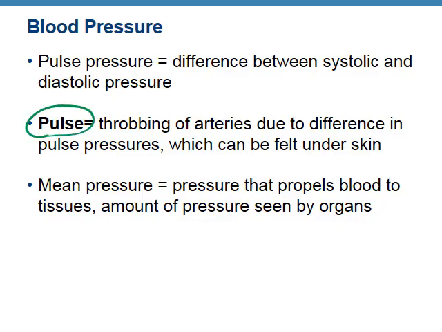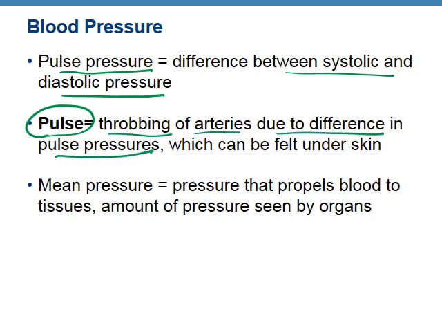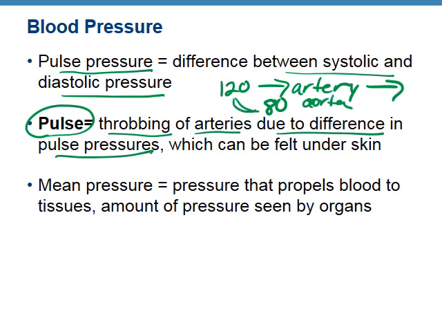Some more terms here. If we talk about your pulse, what's your pulse pressure? It's the difference between your systolic and diastolic. Your pulse is the throbbing of the arteries due to the difference in the pulse pressure. So remember, 120 pressure comes through the artery, and when that pressure passes, it goes down to 80 if we're talking about the aorta. This difference is your pulse. That's what you're listening to when you feel the bump, bump, bump, bump. It's from high to low, and that pulse is the throbbing of the arteries as the pressure changes.